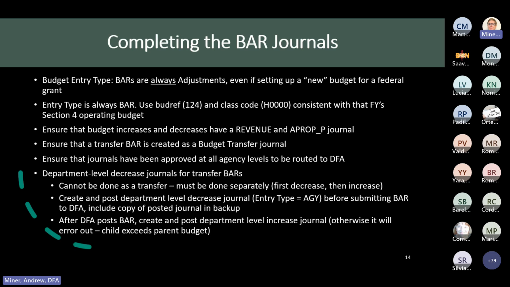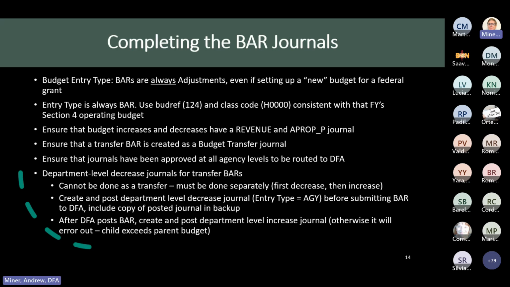So what you have to do is first create and post a department level decrease journal. This is something that you have the authority to do yourselves. You just make it entry type AGY. You do that before submitting the bar to us, and include a copy of your posted department level decrease journal in the backup so that we can see that you did it. If we try to post a transfer and you didn't do this, it will error out. So you have to do it.